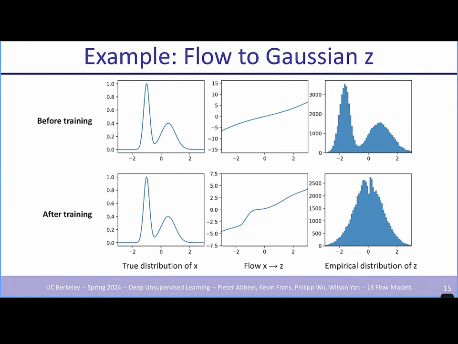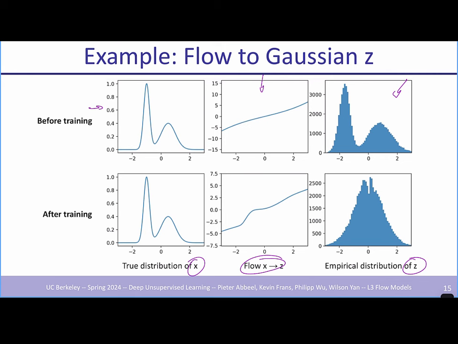Let's look at some examples. So we have a density here that we just visualize. In principle, we would just have data, right? Some samples, but I'm visualizing here the density that these samples are coming from. We have an initialization of our flow transformation, which results in this density over here for z. So just to be very clear, this side is x, this is a flow x to z, and then this is z.